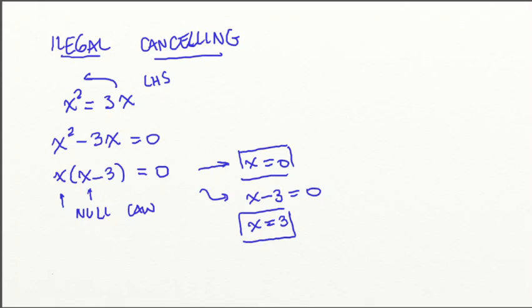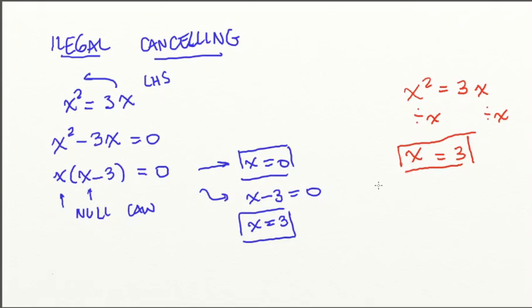However, we could have committed some mistakes. For example, if we assume that we can simplify this, so we start with the same function that we had before. And now let's say that mistakenly I have divided by x on both sides, and then I would arrive at x equals 3, which is only one of the solutions that we had before.